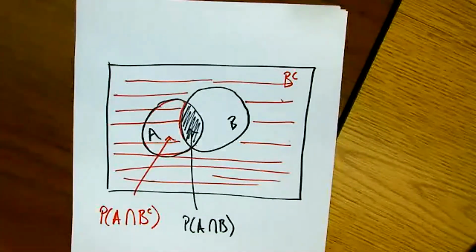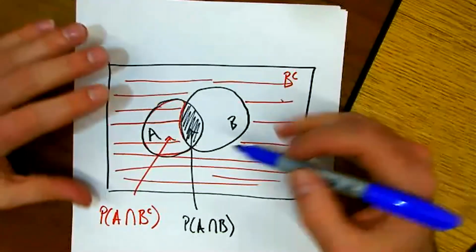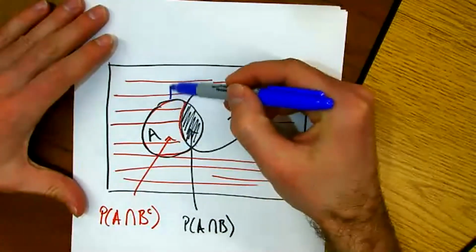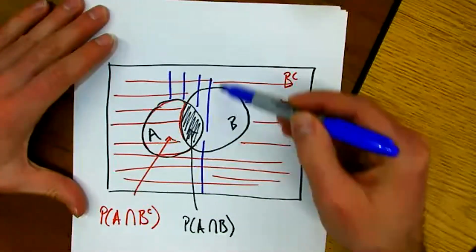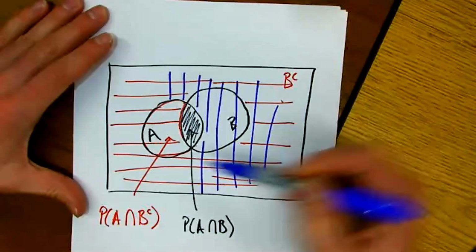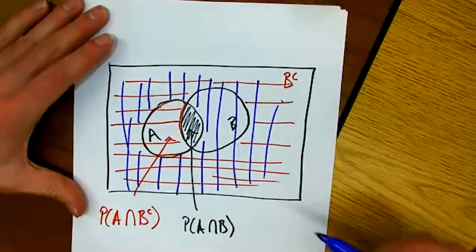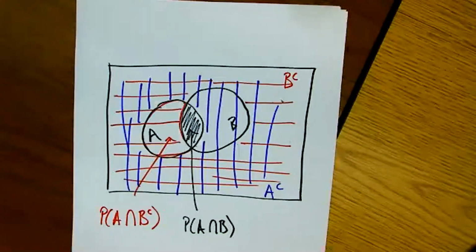Now let's think about where A complement would be. Well, that's everything that's not in circle A. So I'm going to draw vertical lines here that aren't in circle A. Okay, so you can think of this blue shaded area as A complement, right?